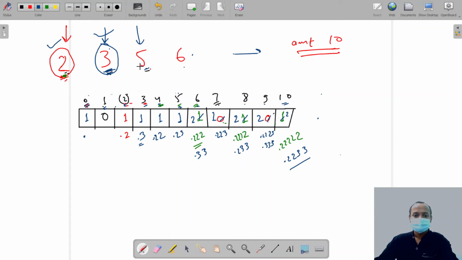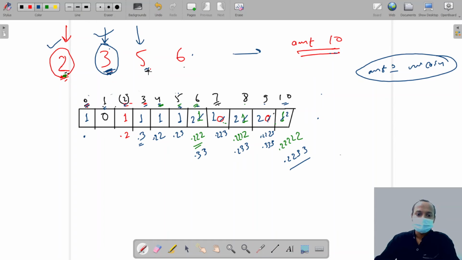Okay, so we are using 5. I tell you the amount should be greater than or equal to the value of the coin, so we can use this coin from here. Alright, so here we can use the 5 rupees coin. Then the amount left is 0 only.